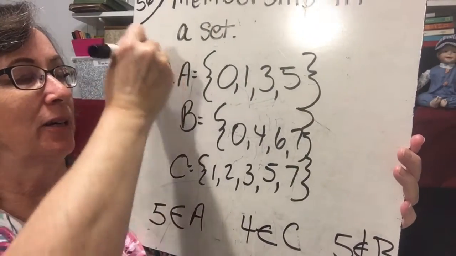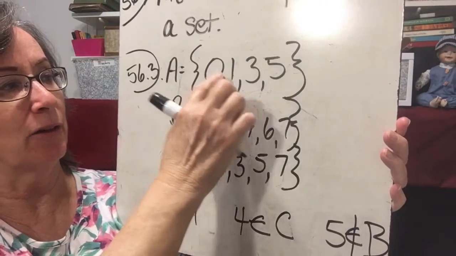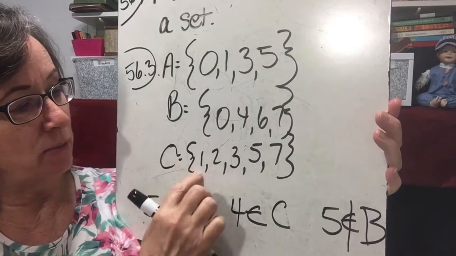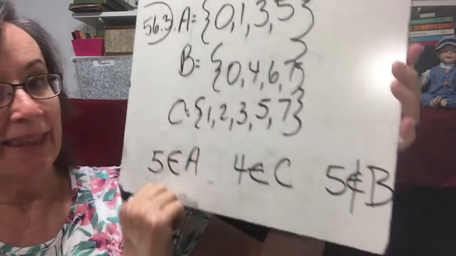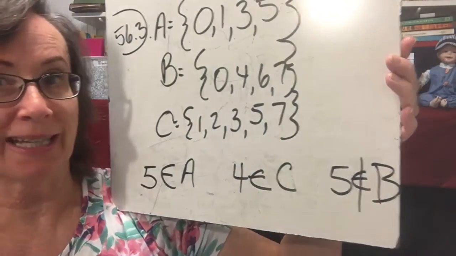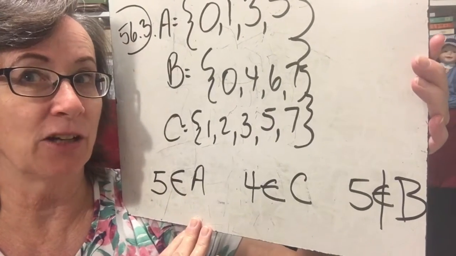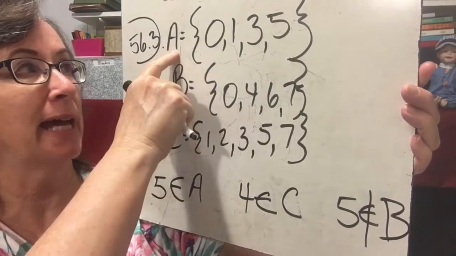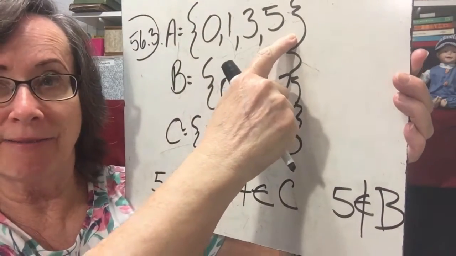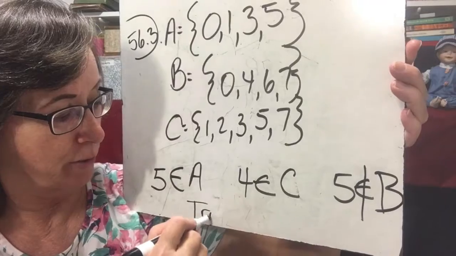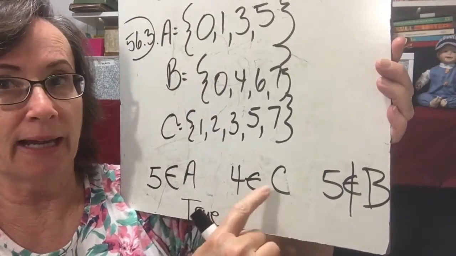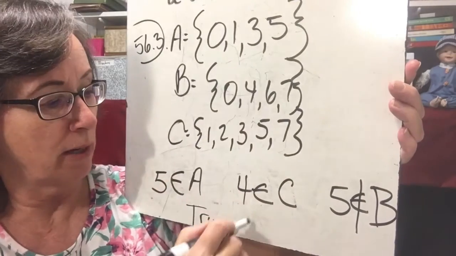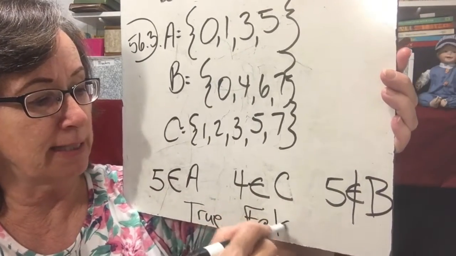Next example, 56.3, we're asked to define A as 0, 1, 3, 5, B as 0, 4, 6, 7, and C as 1, 2, 3, 5, 7. Then we're asked a series of questions in this cool set shorthand. So is 5 a member of A? So we have to go up to A and say, yes, 5 is a member of A, so this is true. Is 4 an element of C? So we go to C, oops, C is missing 4. So we'll say that is a false statement.